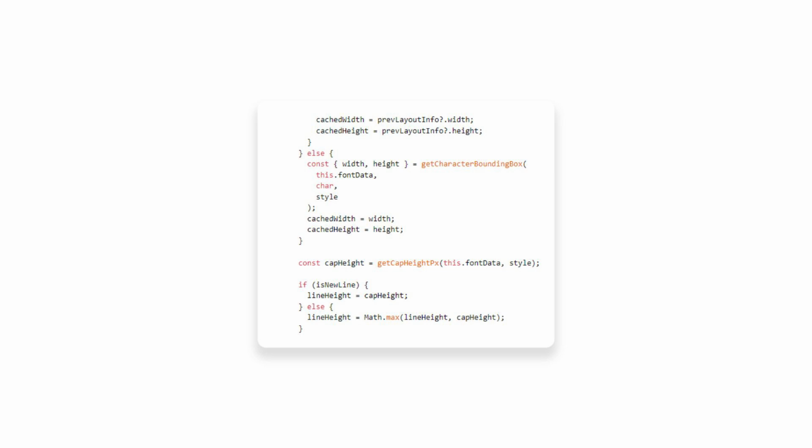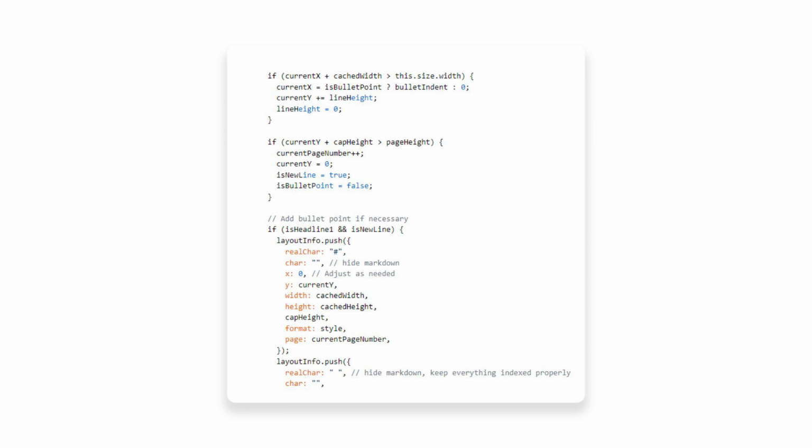3. Line height adjustment. If the current character is at the start of a new line, it sets line height to the calculated cap height. Otherwise, it updates line height to the maximum value between the current line height and cap height. This assures that the line is as tall as its tallest characters.